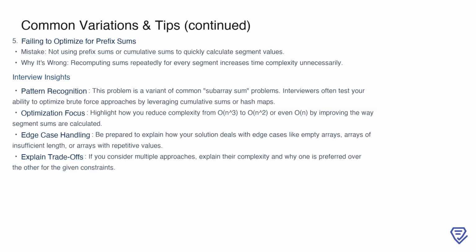Additionally, if you evaluate multiple approaches, explain the trade-offs between them. For instance, you might choose one method over another because it's more efficient or simpler to implement given the constraints.